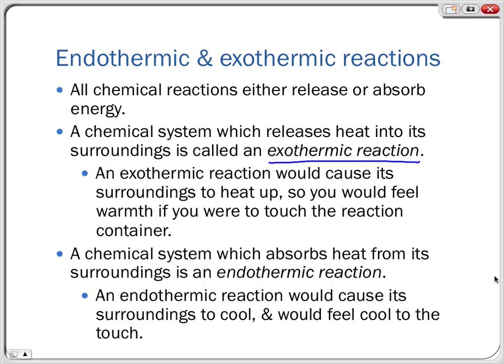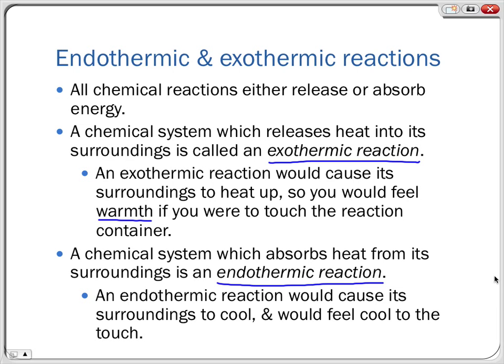An exothermic reaction would cause its surroundings to heat up. If you touched a chemical system that was exothermic, it would feel warmer. You would feel warmth coming off of that system. Now, a chemical system which absorbs heat from its surroundings, where the heat is flowing into the system and therefore the system's energy is increasing, is called an endothermic reaction. If you were to feel an endothermic reaction, it would feel cool to the touch because it would make its surroundings cool, and you are one of its surroundings if you are touching it.